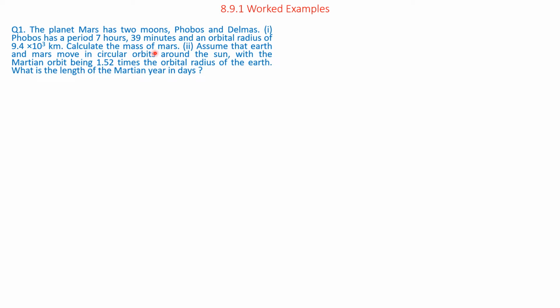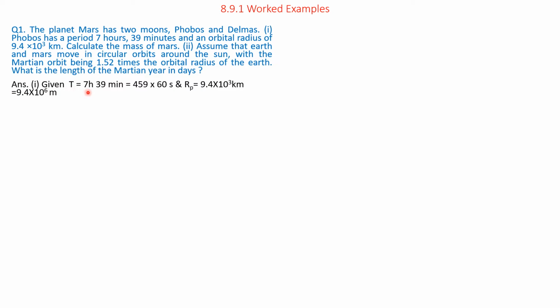The first part is we have to calculate the mass of Mars. Part 2. Assume that the Earth and Mars move in a circular orbit around the Sun, with the Martian orbit being 1.52 times the orbital radius of the Earth. What is the length of the Martian year in days? Please read the question again and again and we will solve it.